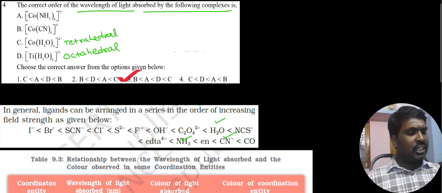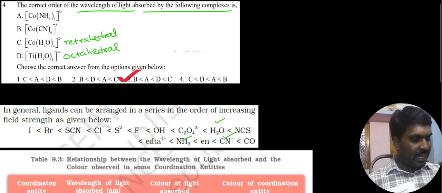After that, cyanide is a very strong field ligand. That's why in this complex a lower number of unpaired electrons is possible, so very low wavelength of light absorption takes place. So this is the right answer. Option 3 is the right answer.